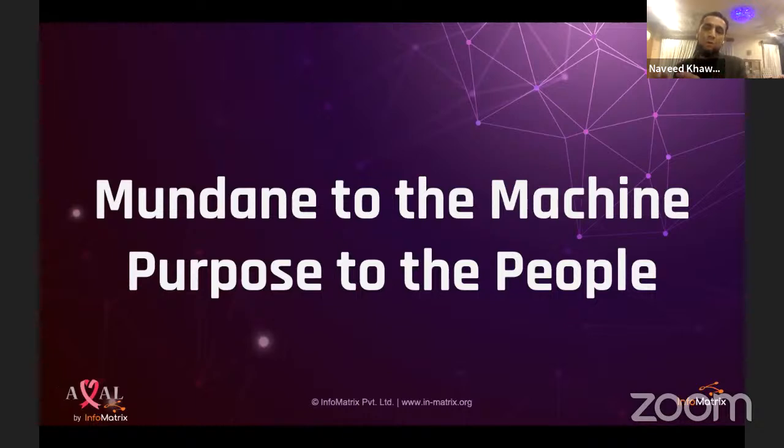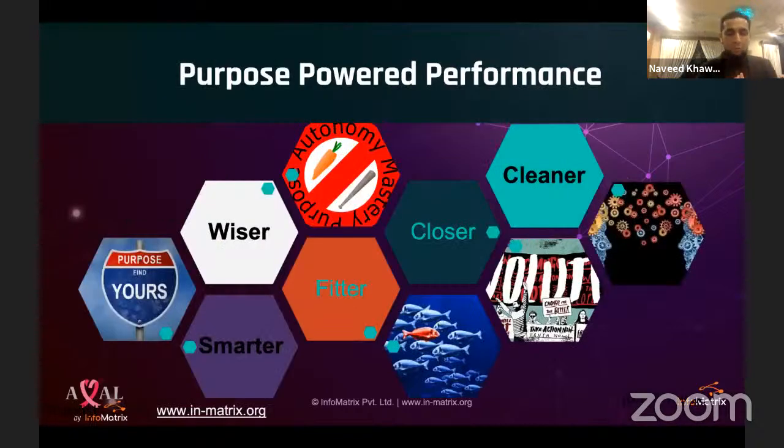Because the same doctors who are picking up the patterns of the known disease, we are saying pass it on to the machine. And then the same doctors, we are saying utilize your creative mind to solve complex problems so that the accuracy rate increases, so that you can have some challenging problems to solve. And then you stay motivated. And we're doing that. And what that brings is we are making them wiser, smarter, fitter, closer, tougher, cleaner. All those good things about purpose-powered performance are engraved in this.